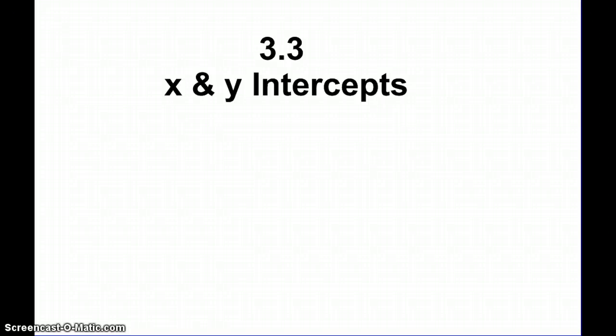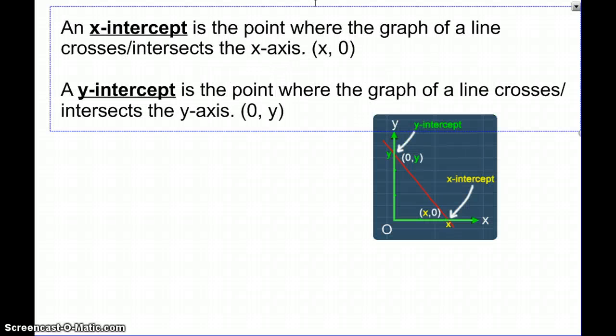Okay, so we are going to take a look at Chapter 3, Section 3, X and Y Intercepts. So first of all, let's talk about what X and Y intercepts are. First of all, an X-intercept is the point where the graph of a line crosses or intersects the X-axis. It's also the point where Y is 0, because if you're on the X-axis, Y is always 0. So it always is an ordered pair where you have some X value, comma, 0.